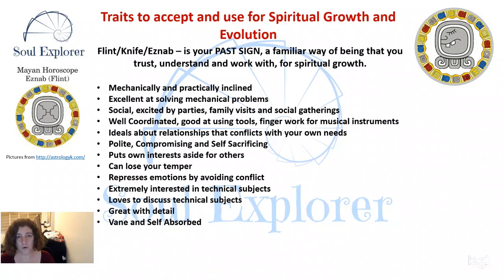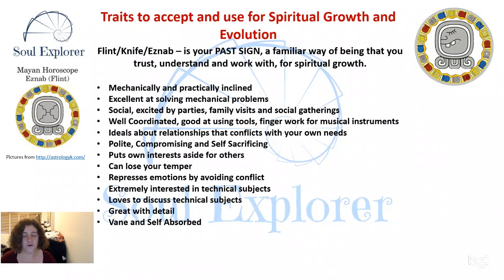You've always been well coordinated, good at sports, good at using tools, and quite talented with a musical instrument. If you put the time into it, you could be quite a talented musician because of your ability to work things with your hands and your fingers. Again, here come the ideals again. You have ideals about relationships, but these ideals often conflict with your own needs, so you have to be careful of that as a young person. So your idealistic nature is present from your early childhood onwards. It's definitely a recurring theme for the Death transformation sign to have that idealism in their life.